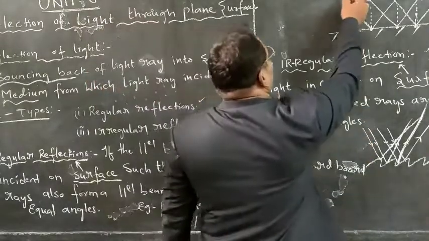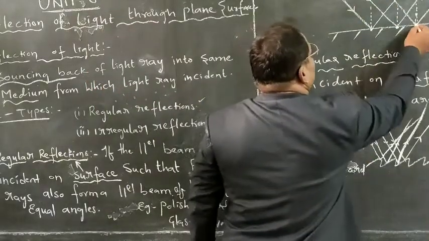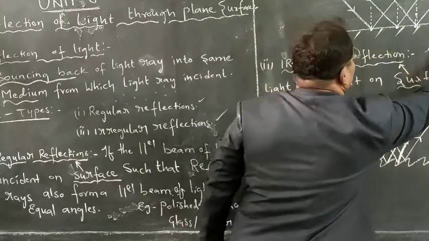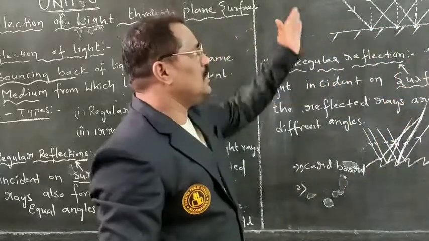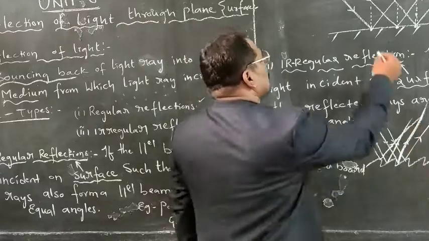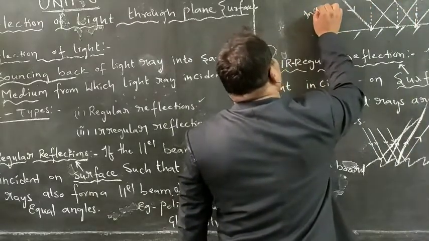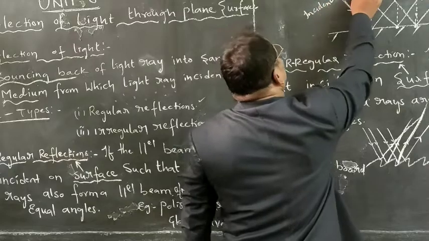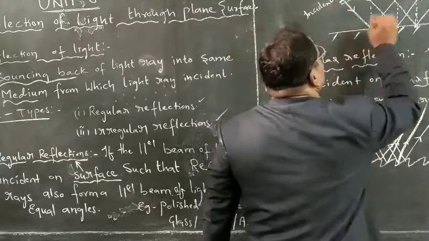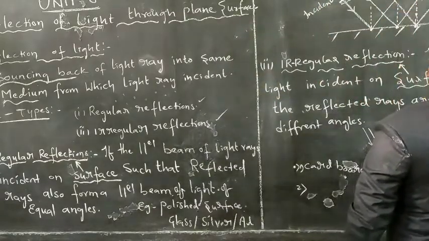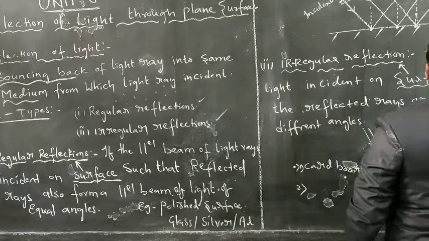So what happened? A parallel beam of light rays is incident on that regular surface. As they are incident on the regular surface, the rays get reflected. This is called the incident ray. These are all called incident rays. These are all called reflected rays.